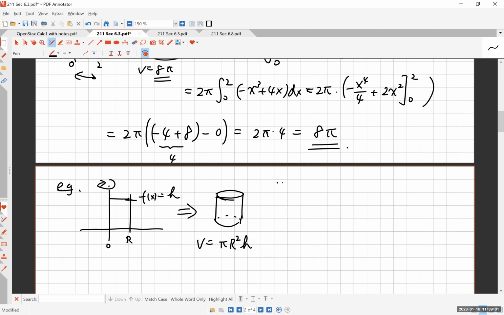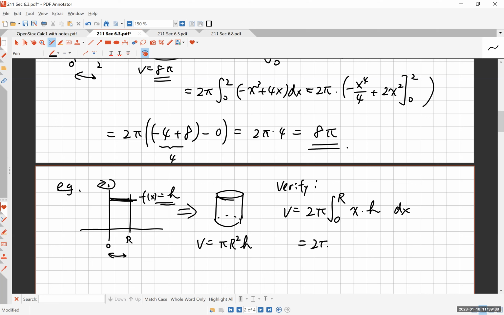Okay, let's verify that using the shell method. All right, remember the shell method has 2 pi in front and then the integral from 0 to r. And here I am going to use the integral with respect to x because I am revolving about the y-axis. All right, so 2 pi times x times f of x. Now f of x is simply h. This is a constant function.